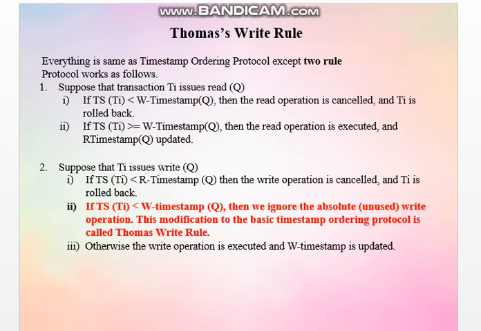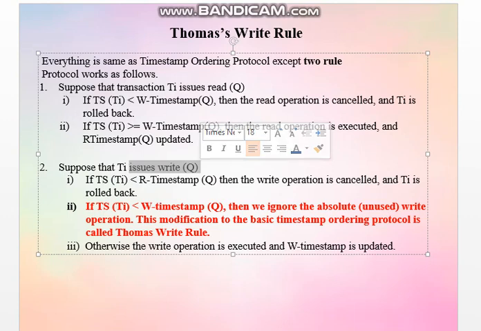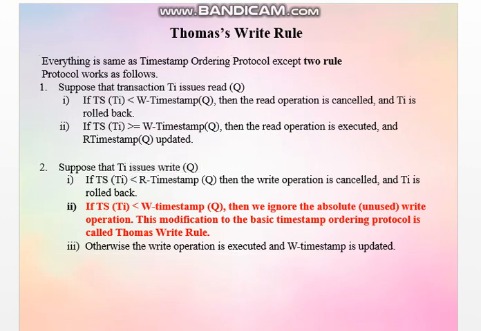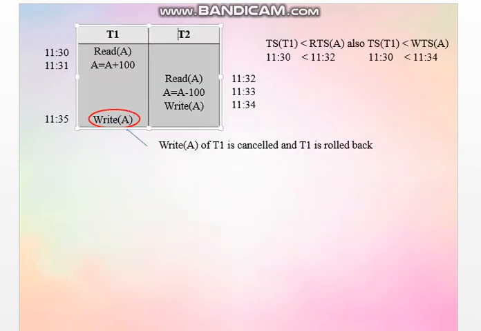We can use this in the case where the transaction wants to write the data item, but that write is a blind write. If it is a blind write, then it is eligible to use the Thomas Write Rule. Otherwise, we will not use the Thomas Write Rule. Let's understand the Thomas Write Rule by using an example. Let's consider the same table, but I'll be doing some modification in it.